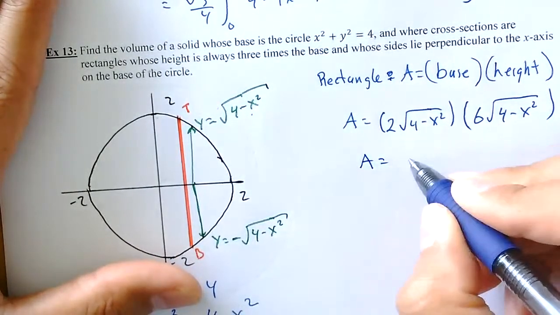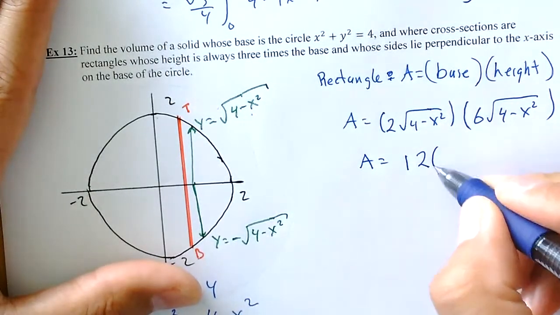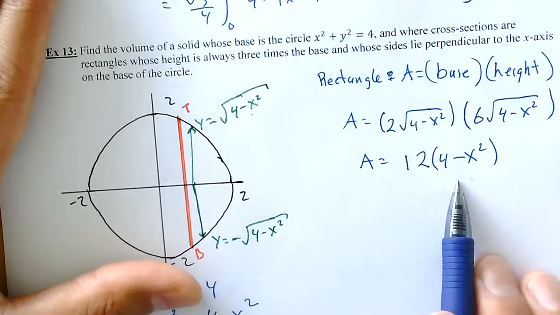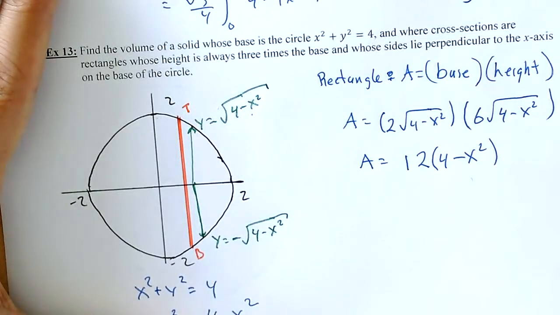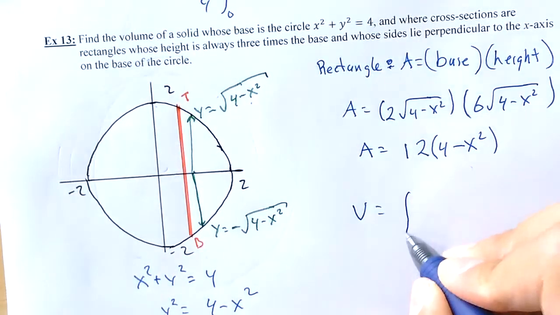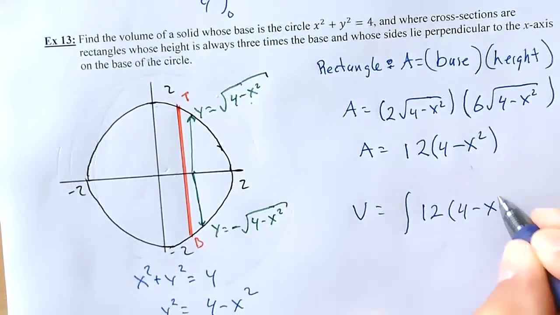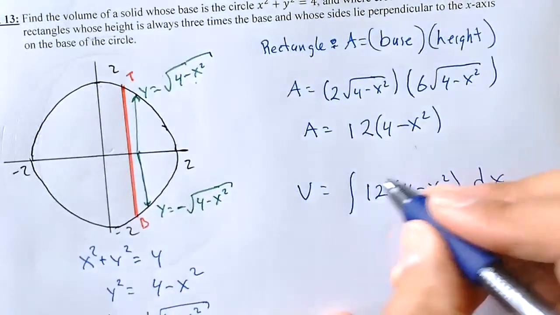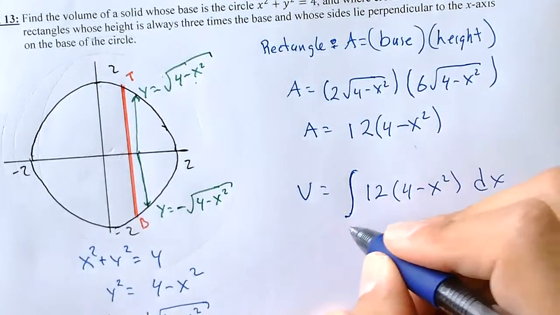So calculating the area is 12, because I can multiply. As a matter of fact, when I multiply the same radical, the radical just goes away. I'm left with that. So that is the area of that shape. Volume equals the integral of that area. I will take out that 12. When I integrate, I'm in x's, so let's look at the x's. The x's are going from -2 to 2.